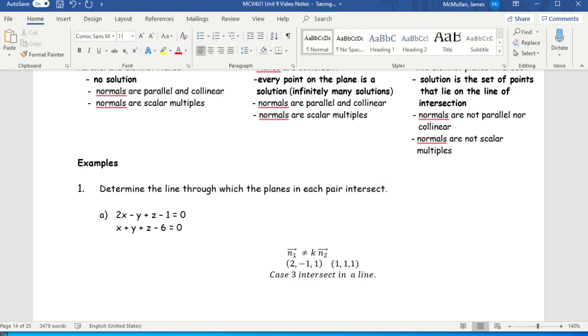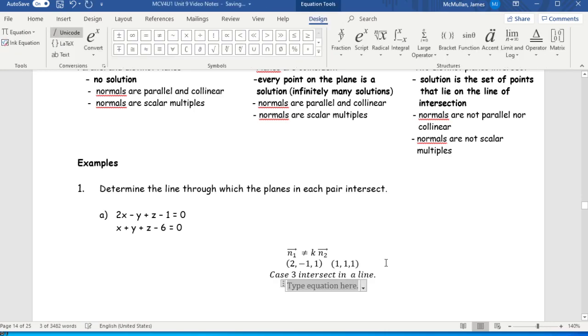Now, how do you actually find where they intersect? Now, this is a little bit challenging. So, make sure you follow closely with what I'm going to do. The method here is to eliminate a variable first. So let's just say step 1 is eliminate a variable.